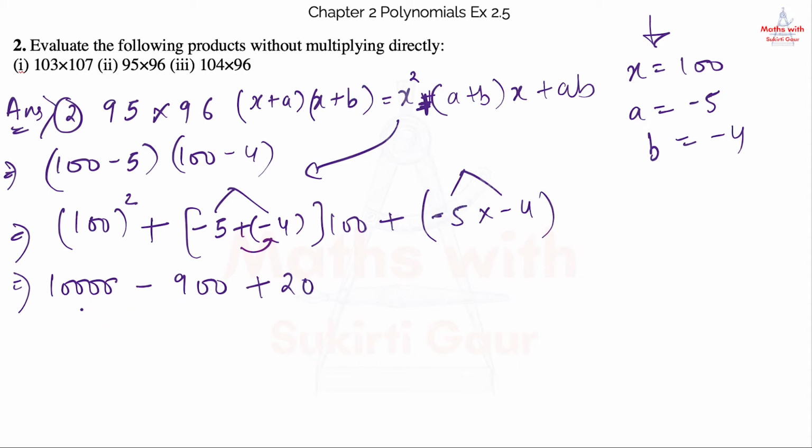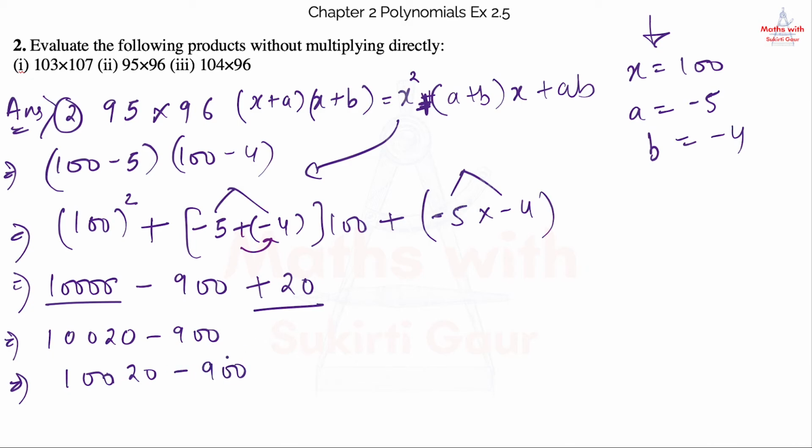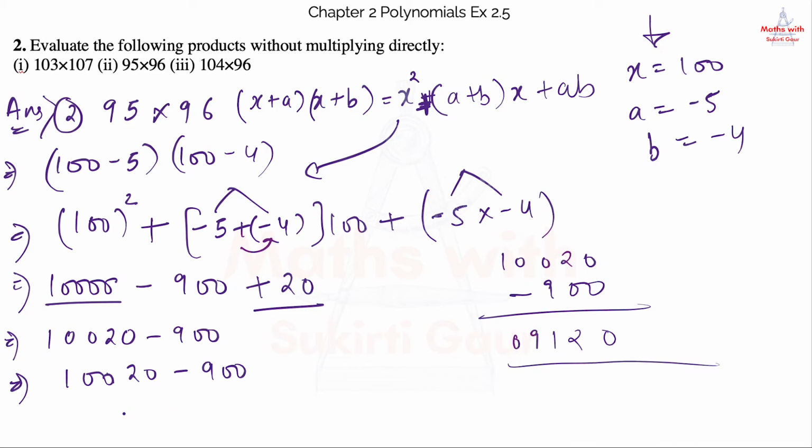Here it is. Now, you can see we have these two terms with plus sign, so we are going to add them. This will be 10,020 minus 900, according to BODMAS. Please do all the questions using BODMAS. 10,020 minus 900. What are we going to get? 9120 is the answer.